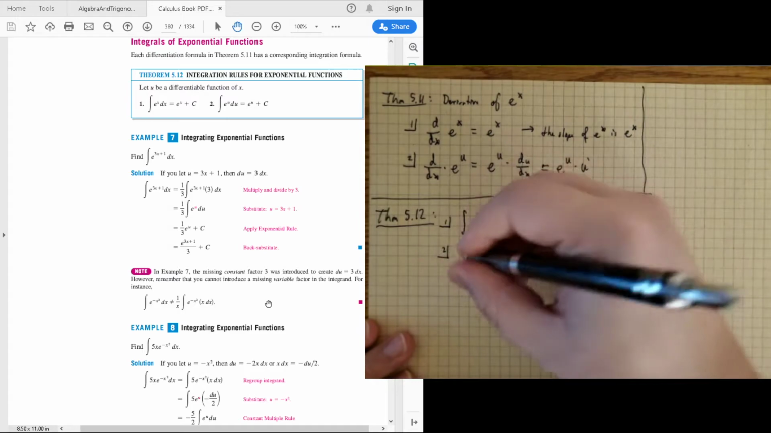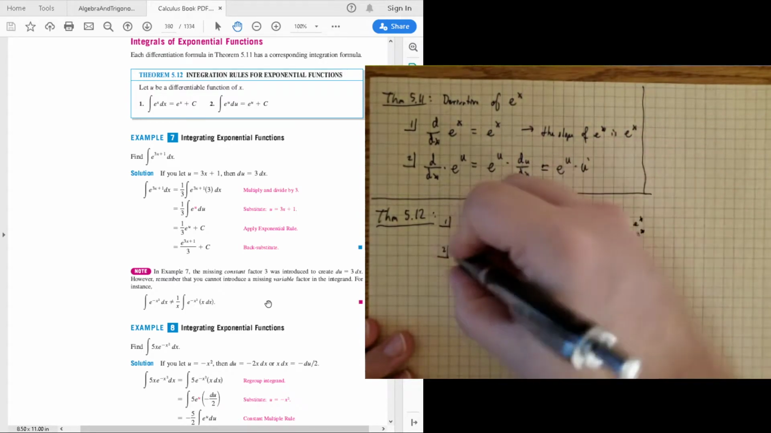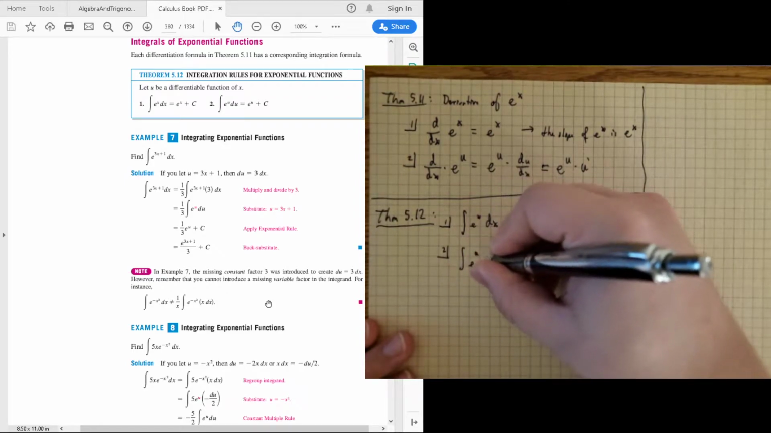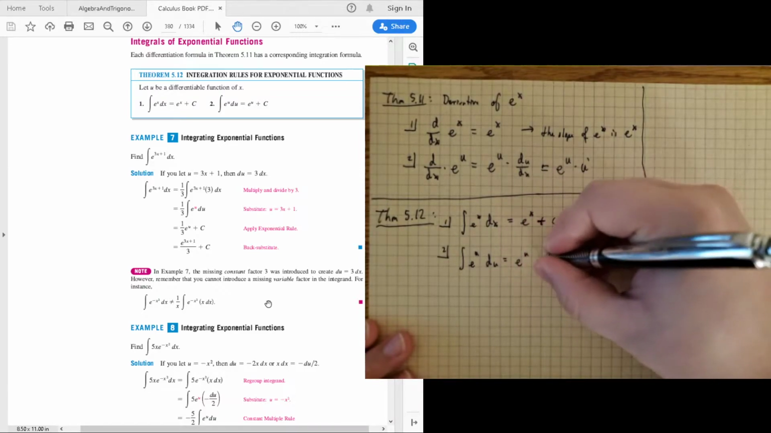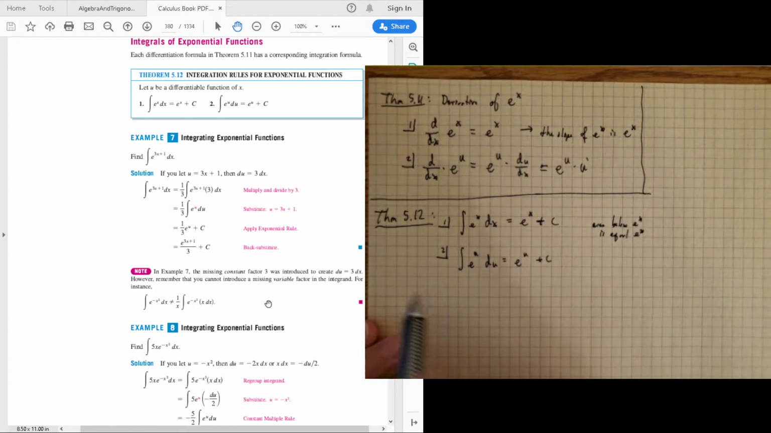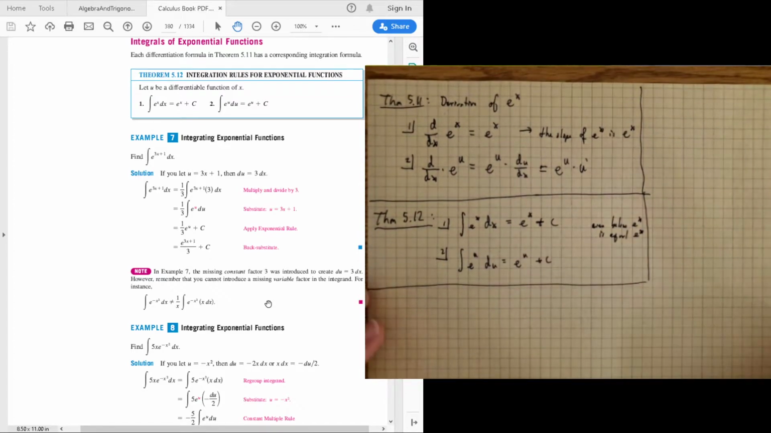Secondary part, of course, is, don't forget it's plus c. I always forget to say that. The integral of e to the u du is equal to e to the u plus c. So we may end up having to do some u substitutions to get this to work, which is not entirely uncommon.